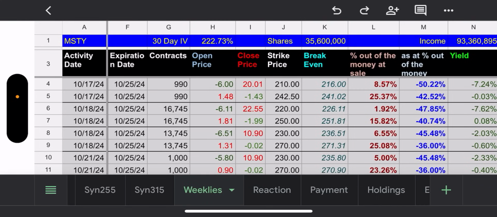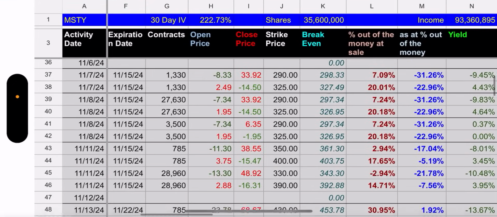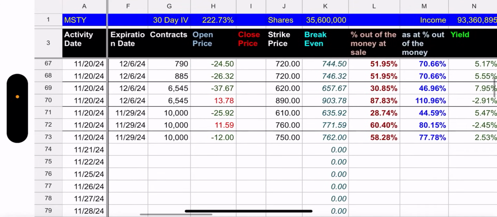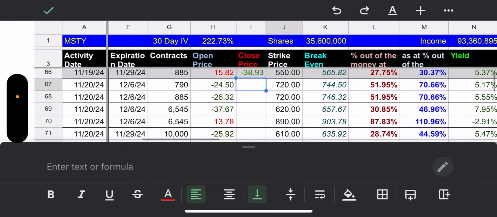Then there's the trades. So expiration date, that's the first field I fill in. That's the expiration date of the trades. And then there's the number of contracts for the trade. In this example, you know what? Let me go to a white one because anything in gray is previously covered. I'll go to a more current trade. So in this example, 12/6 expiration, 790 contracts. And then this is how much they paid. This is how much they made per share for that trade. $24.50 credit for selling the call. The strike price is here. Again, close price is blank until they close out the position. And they will close out the position, so there's going to be a value here at some point.